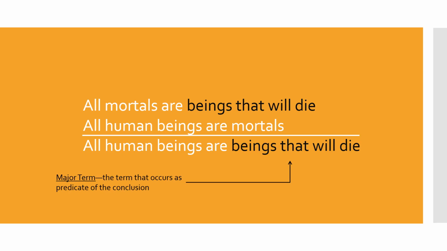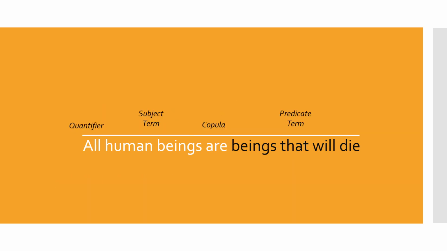Now, the major term of your syllogism is going to be the thing that shows up as the predicate of the conclusion. Notice what this means. If we go just to the conclusion all by itself, we know it's a standard form categorical proposition, which means it has a quantifier, its own subject term, its copula, and its predicate term. To determine what the major term is in the argument as a whole, just go find that predicate term, which in this case is beings that will die.